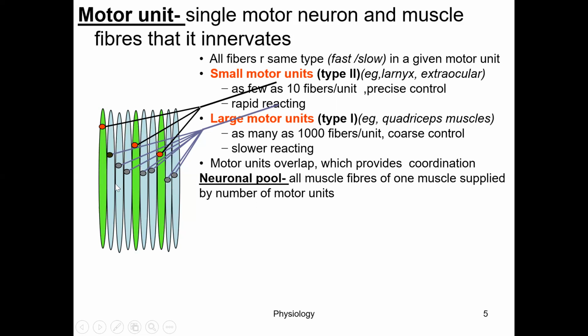Now suppose in this example there are two neurons, so that means there are two motor units in this diagram. One neuron supplies a number of muscle fibers, and the other neuron supplies three groups of muscle fibers. And the whole muscle with two neurons is called the neuronal pool. So in a neuronal pool there may be one motor unit, two motor units, or three motor units, depending on how many neurons are supplied to that particular muscle.